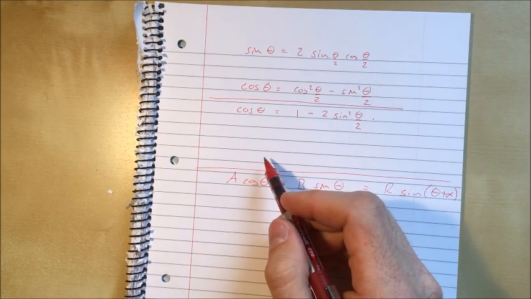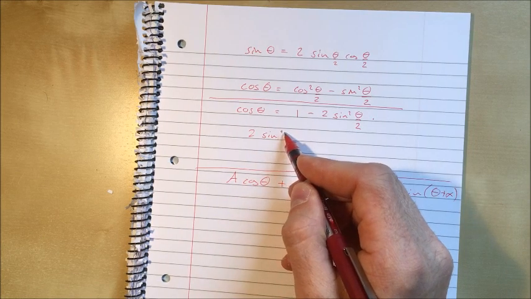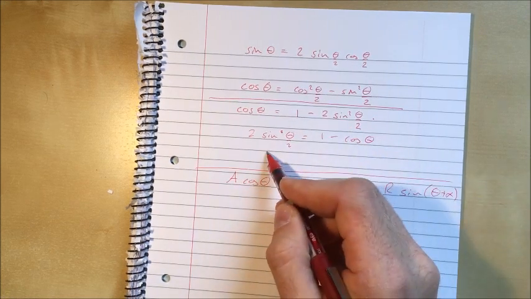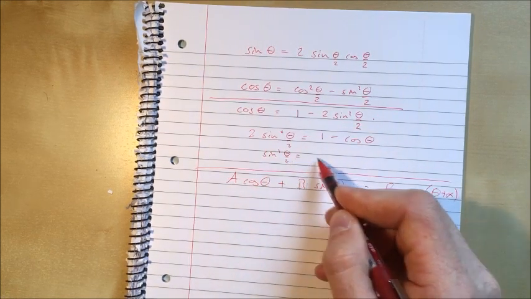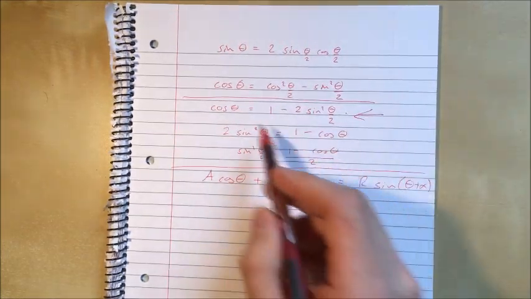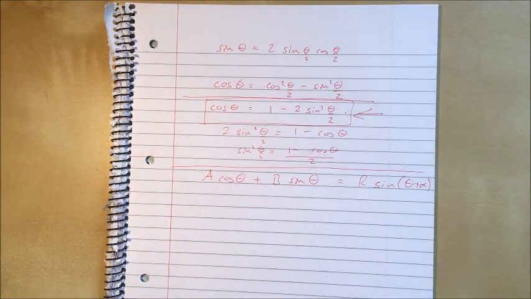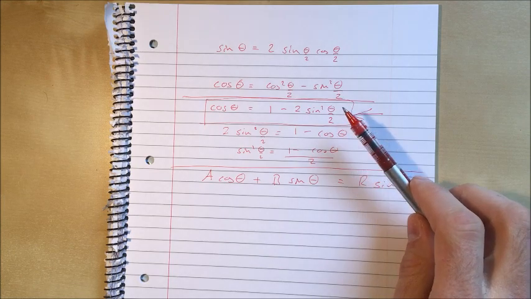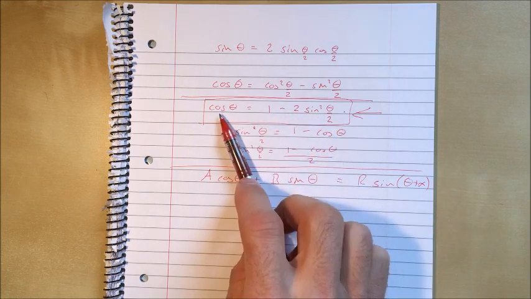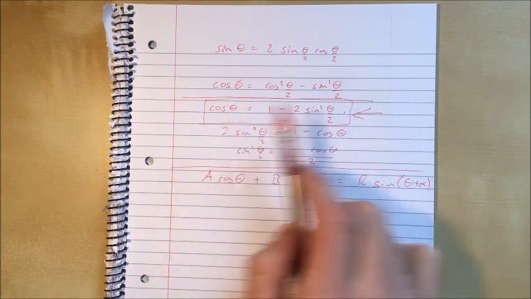I'll go a little bit further. I'm not going to do the entire thing. 2 sine squared theta over 2 equals 1 minus cos theta, and then sine squared theta over 2 equals 1 minus cos theta all over 2. By the way, this version of the cos, the half angle formula or the double angle formula if you prefer, is one of the 3 standard ways of remembering it. What you should think of here though is that we have a conversion between sine squared theta over 2 and cos theta. So you know that one thing can be converted into the other.